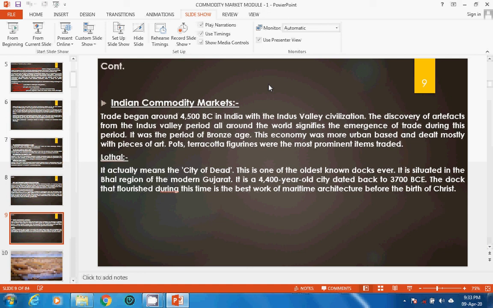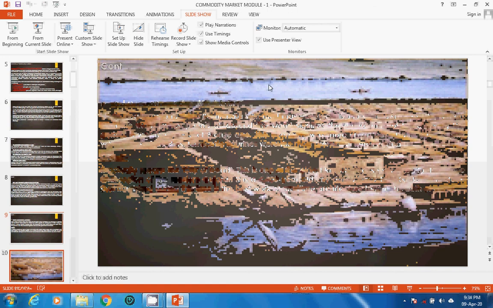So let's understand how trading happened during the Indus Valley civilization in different cities of the Indus Valley. First, Lothal. It actually means city of the dead. This is one of the oldest known docks ever. It is situated in the region of modern Gujarat. It is a 4,400 years old city dated back to 3700 BC. The dock that flourished during that time is the best work of maritime architecture before the birth of Christ. So this is the Lothal site.